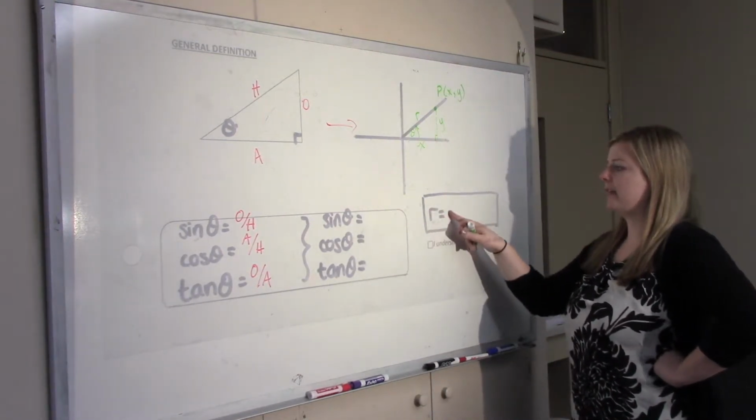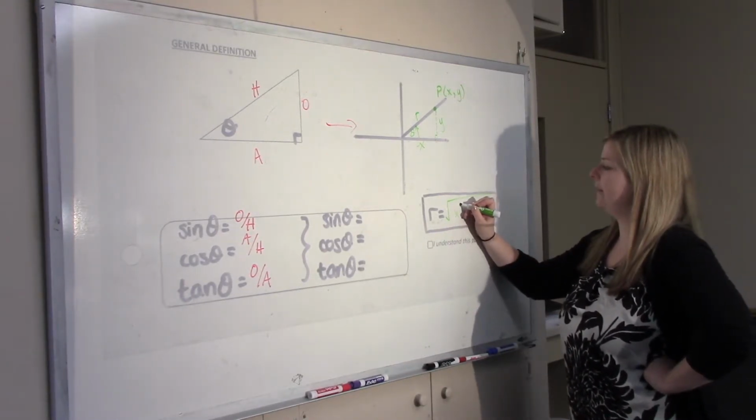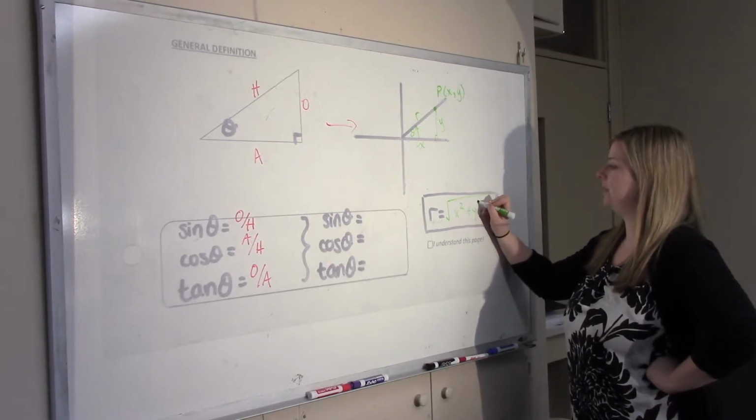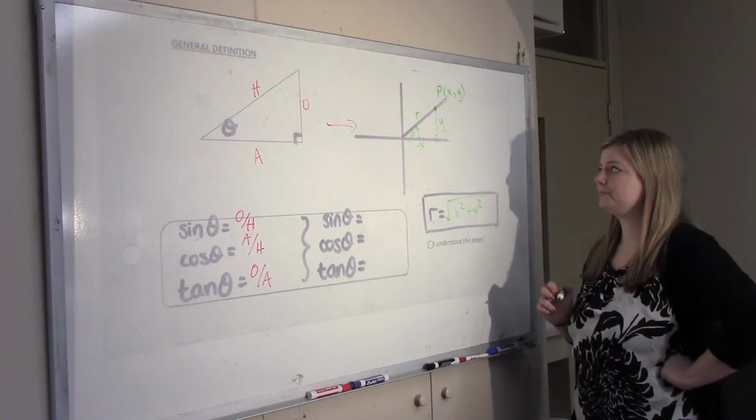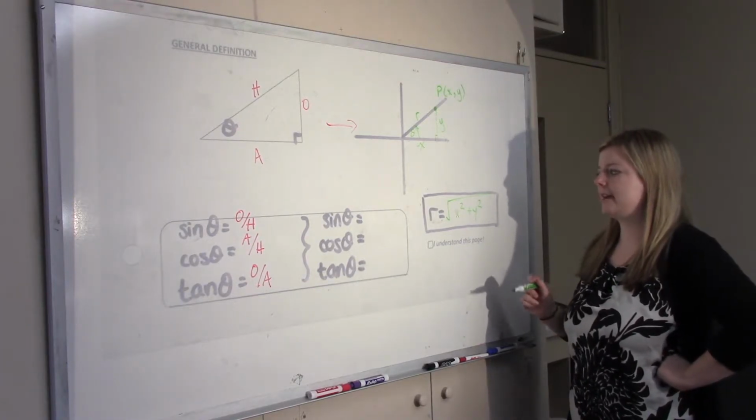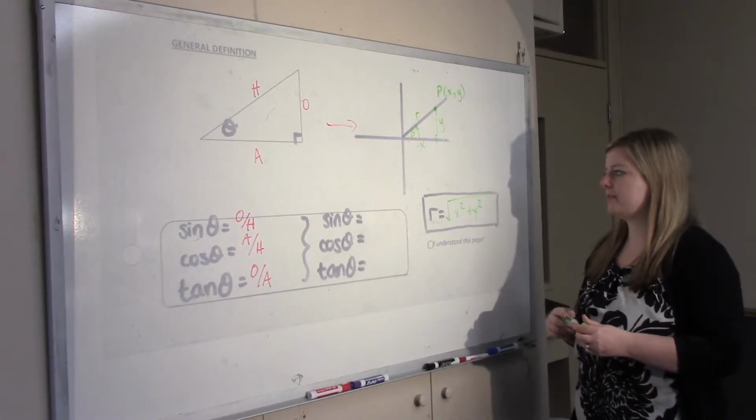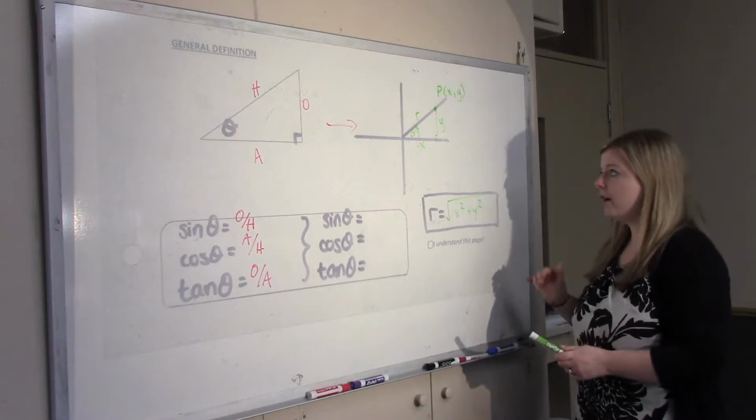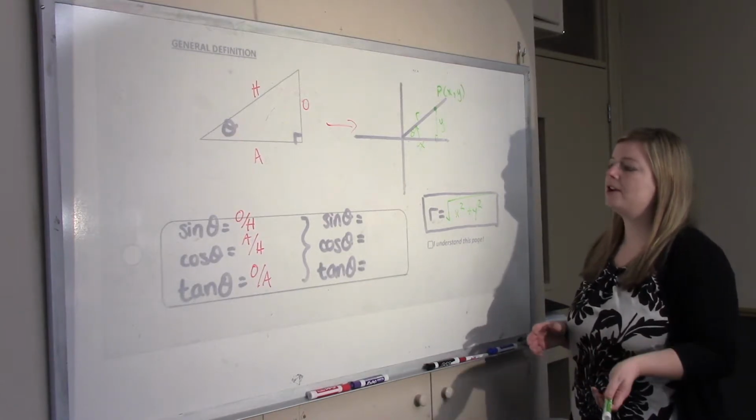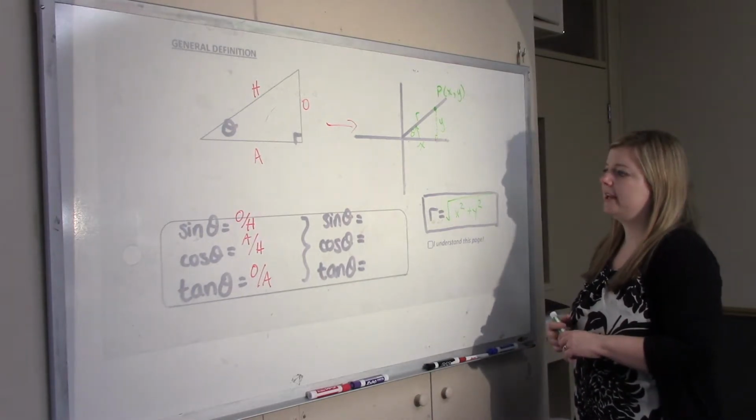But remember that r can be found by finding the square root of x squared plus y squared. That's just the Pythagorean theorem because it's a right triangle. Okay? r squared equals x squared plus y squared, so r is the square root of x squared plus y squared. So make sure you get this down. So, knowing all of this, we can find a new way of defining sine, cos, and tan on the Cartesian plane.